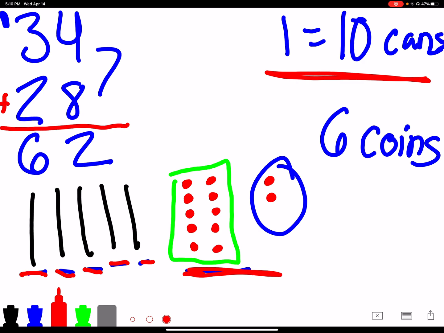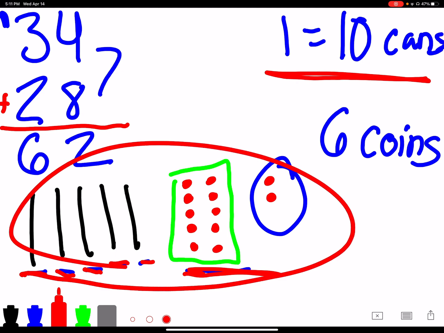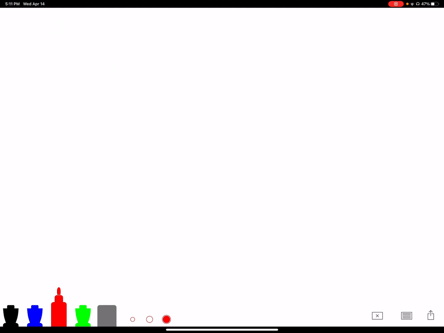Yeah, that problem was kind of tricky. I noticed some of you just added the 34 plus 28 and got the answer, which is correct. But it wants you to figure it out by using the tens to see how many tens are down here. Okay, and I'm going to go over some more problems with you.